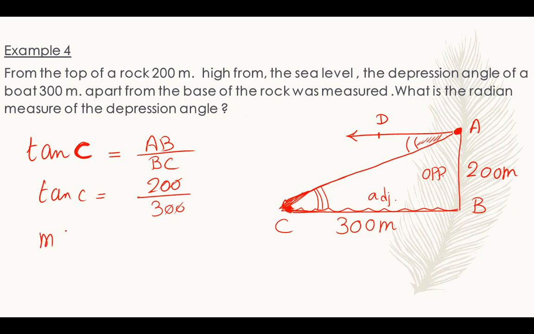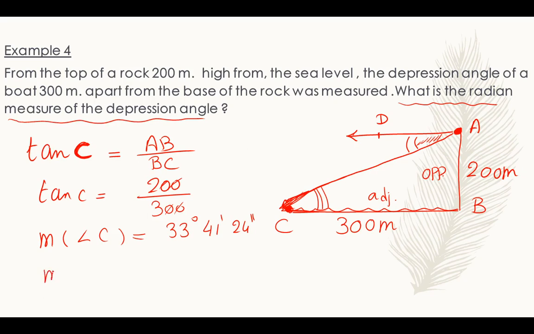So the measure of angle C will be equal to shift tan 2 over 3, by using your calculator. So the measure of angle C will be equal to 33 degrees 41 minutes 24 seconds. But this is a degree measure. Here he asked you to find the radian measure of the depression angle. We want to find the radian measure.